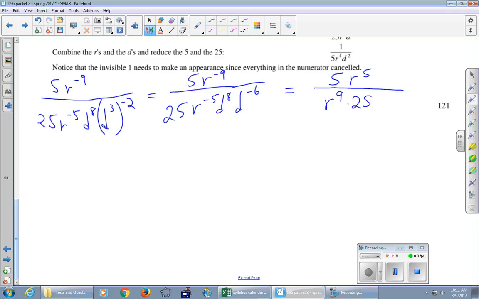D to the 8, stay or move? It stays, it's a positive exponent. Don't go crazy. You don't move everything, you're only moving the things that have negative exponents on them. D to the 8, it's just d to the 8, it doesn't go anywhere. How about the d to the -6, stay or move? Move, and it moves upstairs, d to the 6th.